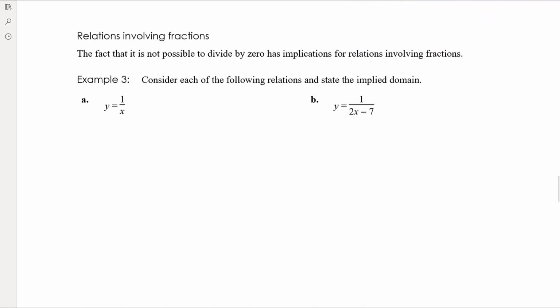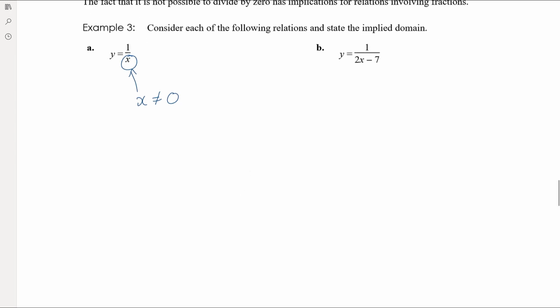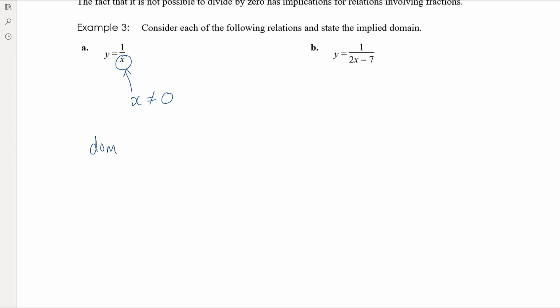Okay, as I said, the other algebraic restriction that means that our domain won't be R is if we have fractions. And by that I mean fractions where the unknown is in the denominator. And that's because it's not possible to divide by 0. So that means that if you've got a function, whatever is in the denominator of that function cannot be 0. So in this particular function, we know that this won't exist if x equals 0. So x could be anything except for 0, which means that the domain is going to be all the real numbers except for 0.